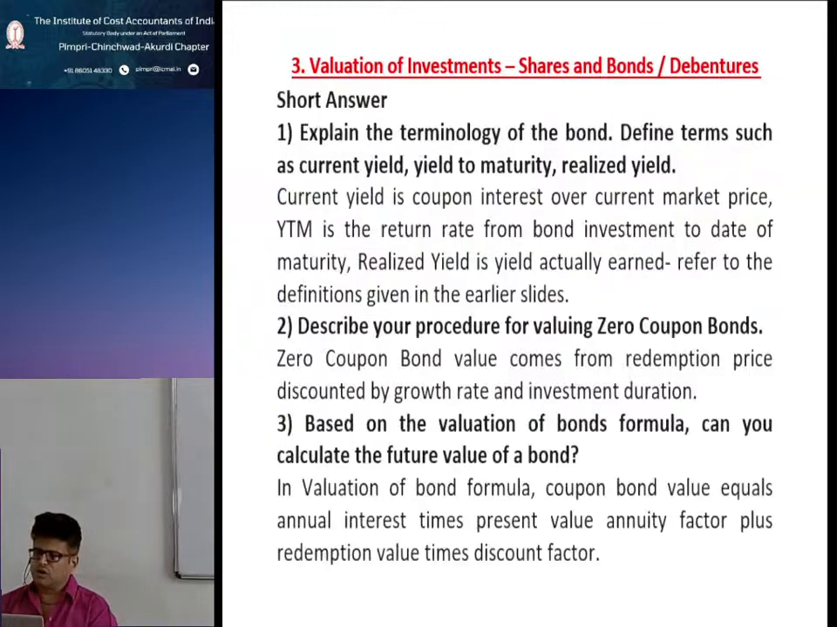Then we saw the short questions and answers only, as long questions and answers are not there in the chapter. In the short questions and answers, we dealt with the terminology of the bond, and especially we saw the definitions of current yield, yield to maturity, and realized yield. Then we saw the procedure for valuing zero coupon bonds. Zero coupon bond value comes from the redemption price discounted by the growth rate.